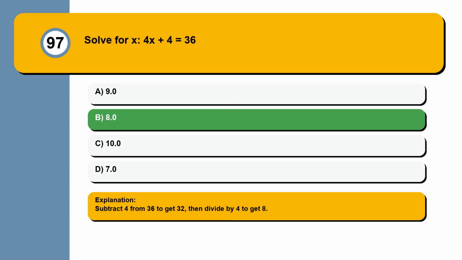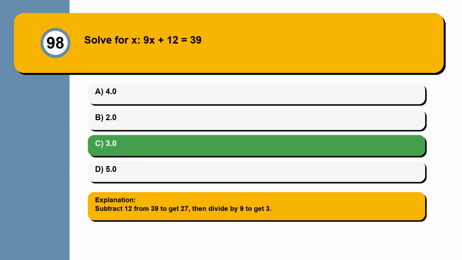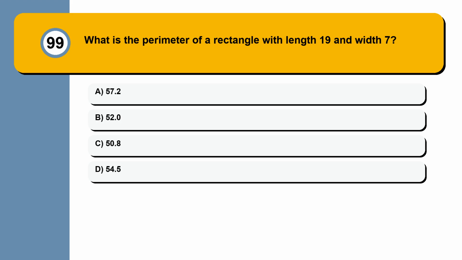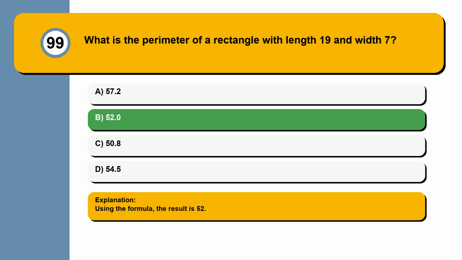Subtract 4 from 36 to get 32, then divide by 4 to get 8. Question 98. Solve for x, 9x plus 12 equals 39, 4.0, 2.0, 3.0, 5.0. Subtract 12 from 39 to get 27, then divide by 9 to get 3. Question 99. What is the perimeter of a rectangle with length 19 and width 7? 57.2, 52.0, 50.8, 54.5. Using the formula, the result is 52.